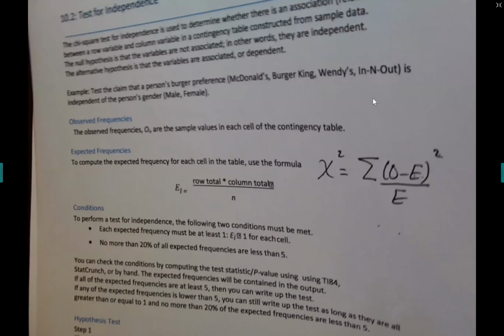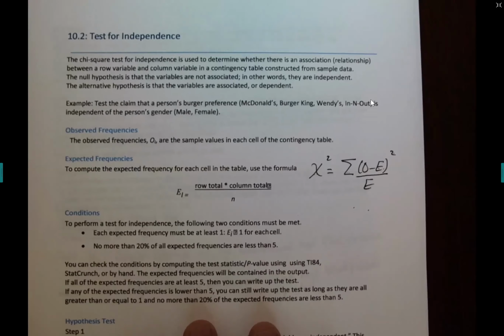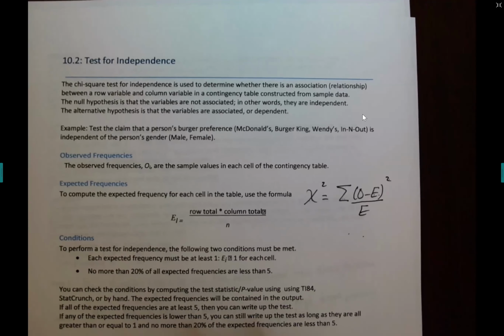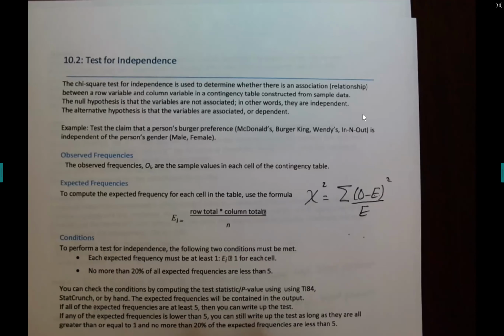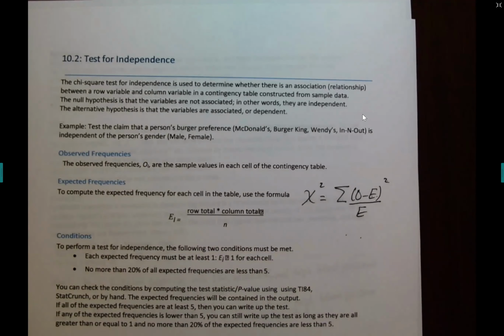So, for the sake of anyone who wants to go back and review the videos, I'm just going to repeat what I said about this test. The test for independence, again, is a test to check whether two variables are related or not related. They are dependent or independent. The two variables will be given in the format of a table called a contingency table. It has rows and columns. For example, I told you about an example to test the claim that a person's burger preference place is independent of the person's gender, male or female.